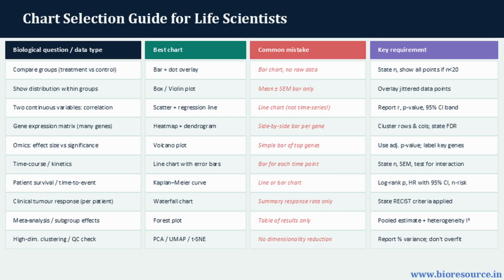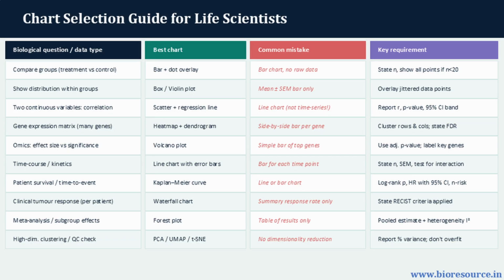This slide is your practical decision table. If you are comparing groups, use a bar chart with dot overlay or better a box or violin plot depending on sample size. If you are showing a distribution, use a box plot, violin plot, histogram, or density plot. If you are studying correlation, use a scatter plot. If you are analyzing gene expression matrices, use a heat map. If you are working with omics significance, use a volcano plot.